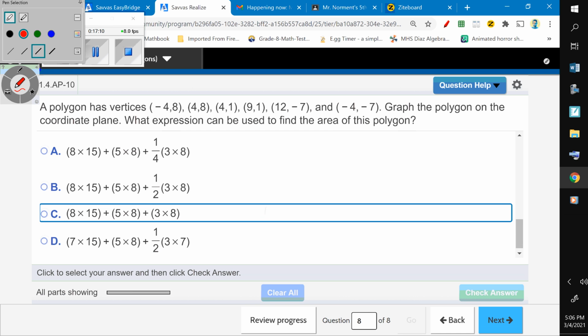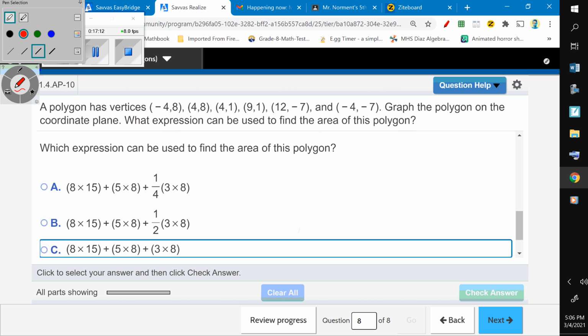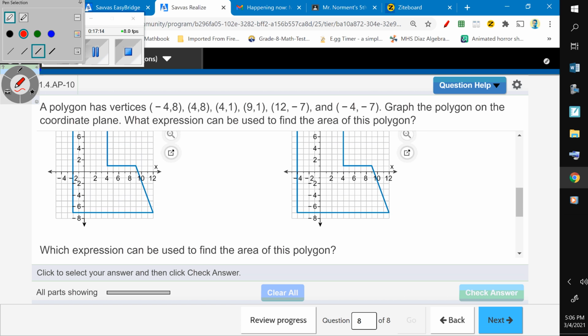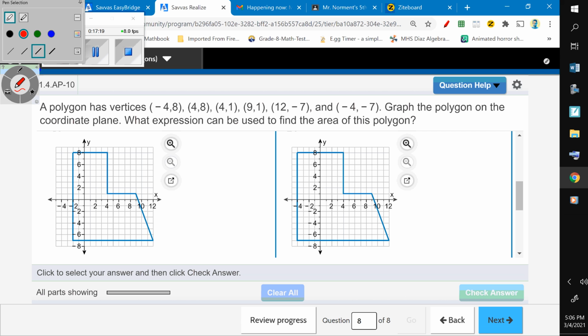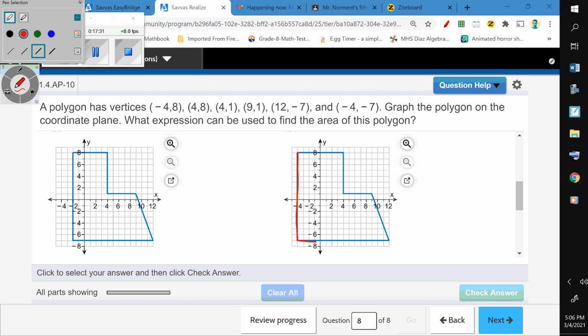Now, the second part, this is going to be tough for some of you. Which expression can be used to find the area of the same polygon? So let me look at my answer. Now, this is going to be really tough to explain in simple terms, but I'm going to do my best, okay? Because I don't really like the question. I wish the question was, what is the area, instead of what expression would you use to find the area. So I would cut this up into a rectangle right here, a rectangle right here, and into, what is that shape right there? That shape right there is a triangle.